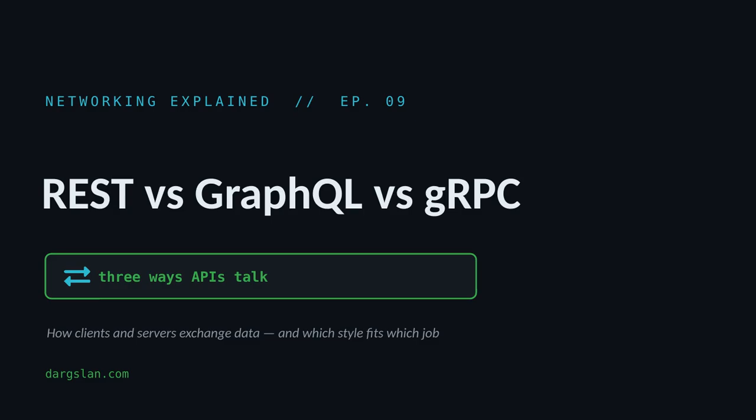Today, we're looking at three of the most common ways APIs actually talk to each other: REST, GraphQL, and gRPC. They're not really competitors with winners and losers. They're just different answers to the same underlying question. How should a client and a server structure their conversation? Let's break down where each one shines.